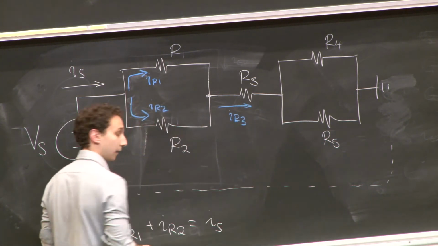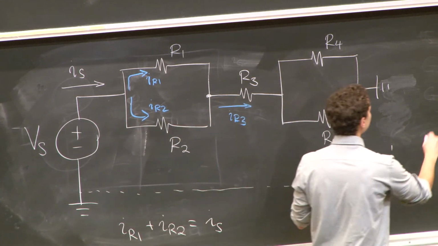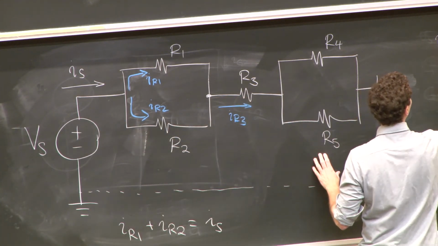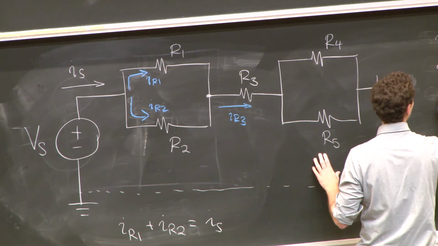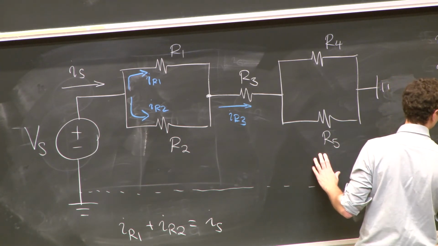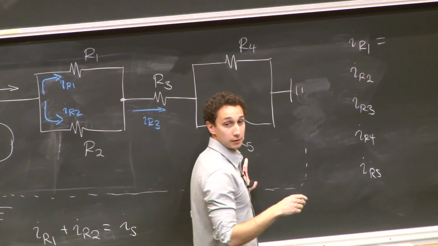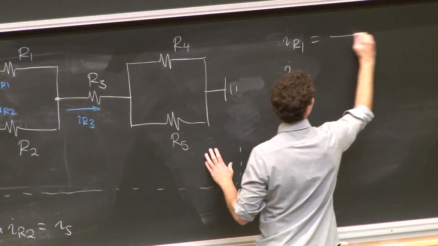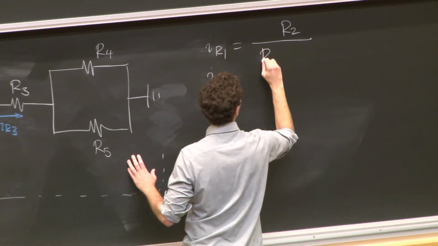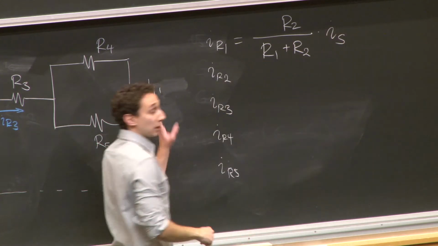IR3. Same as IS. It's just IS, right? So let's summarize this. I've got IR1, IR2, 3, 4, and 5. IR1 is just the current division formula, right? So it's R2 over R1 plus R2 times IS, which I calculated earlier.